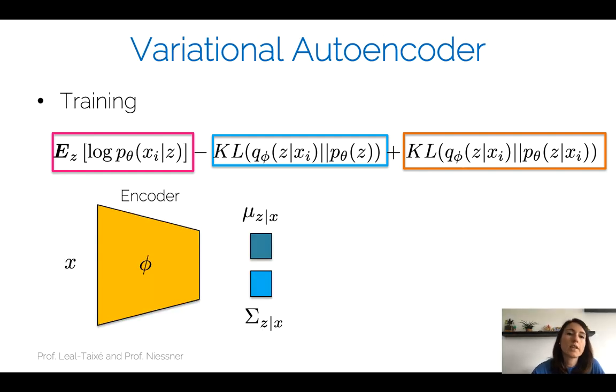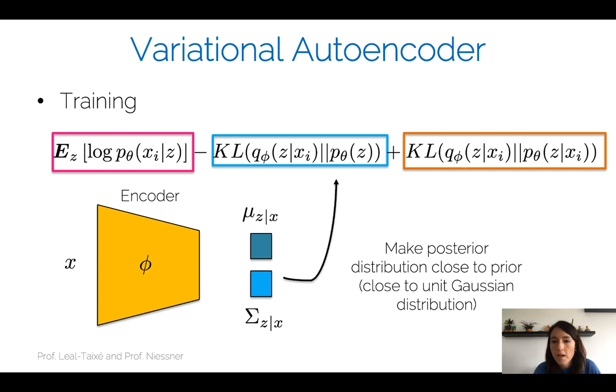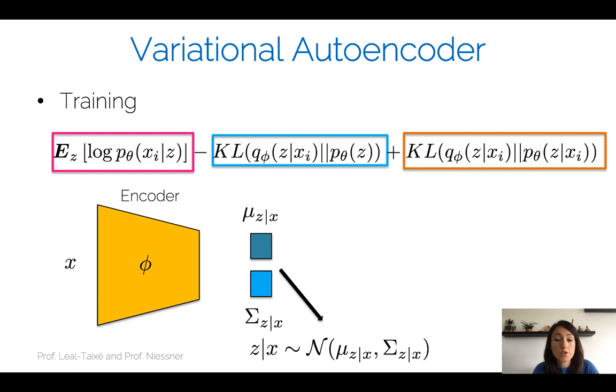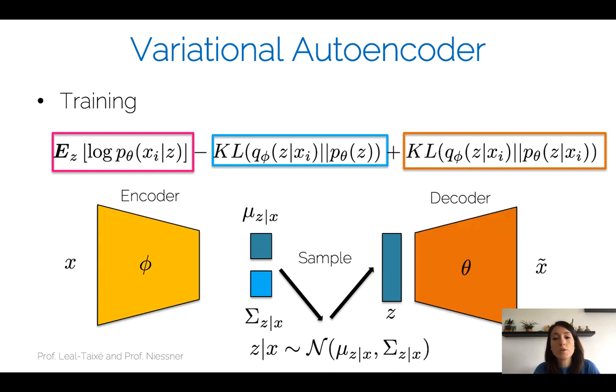So let's take a look one more time at how training would look for a variational autoencoder. You would have your input image that would be encoded, and the encoder would give away the mean and covariance for our Gaussian distribution. Now, the first thing that you need to do is make sure that the posterior distribution is close to the prior, close to the unit Gaussian distribution that we want to define. This would be done by using the blue part of the loss. Then you would generate this Gaussian distribution, and you would sample from it this vector Z. This is the sample from this Gaussian distribution. And finally, you would use the decoder to reconstruct the output image.